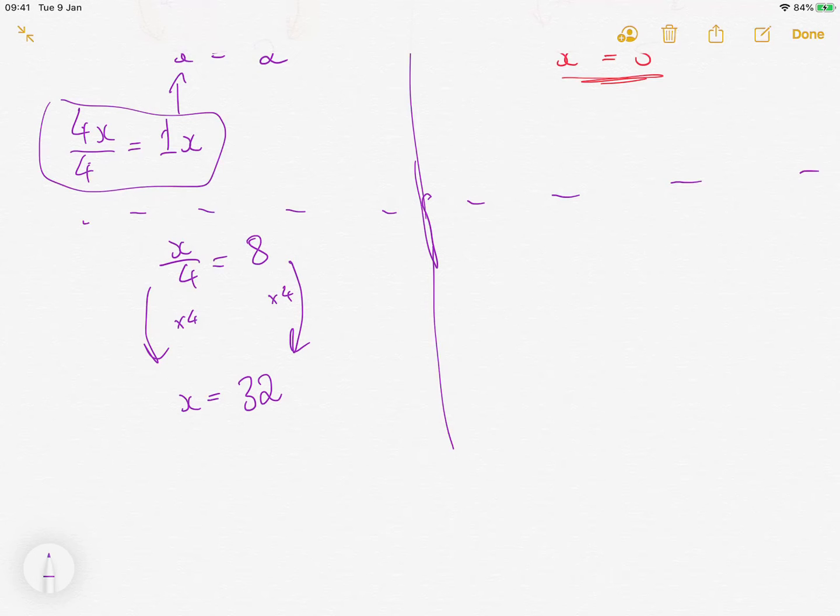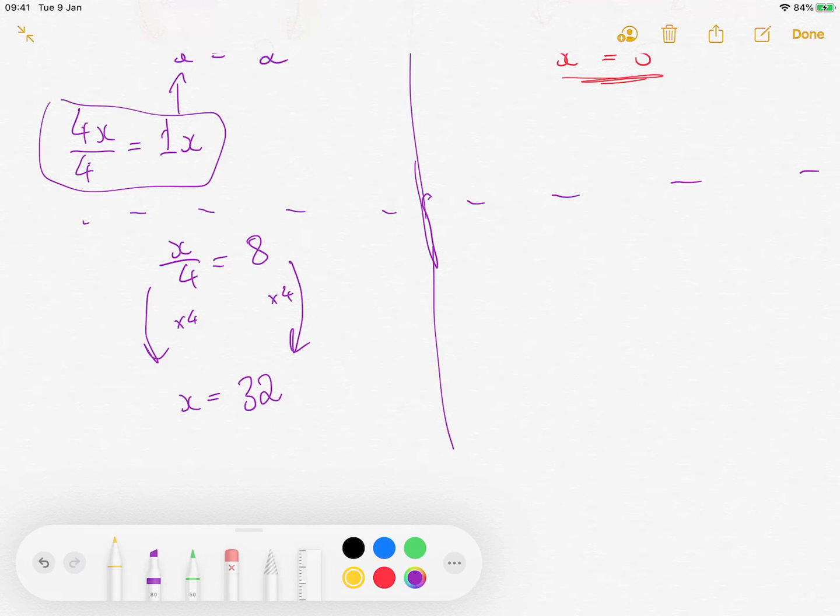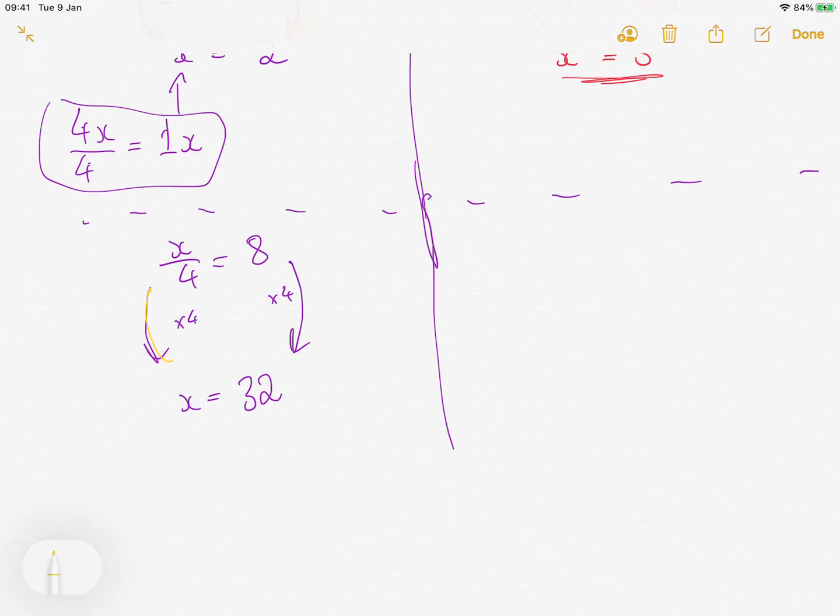So there's my final answer, x equals 32. And you may think, well, I can see that it's going to be 32 because I know 32 divided by 4 is 8. But I'm trying to drive home this method to you because when this gets harder, we need this method of saying what we're doing to both sides.